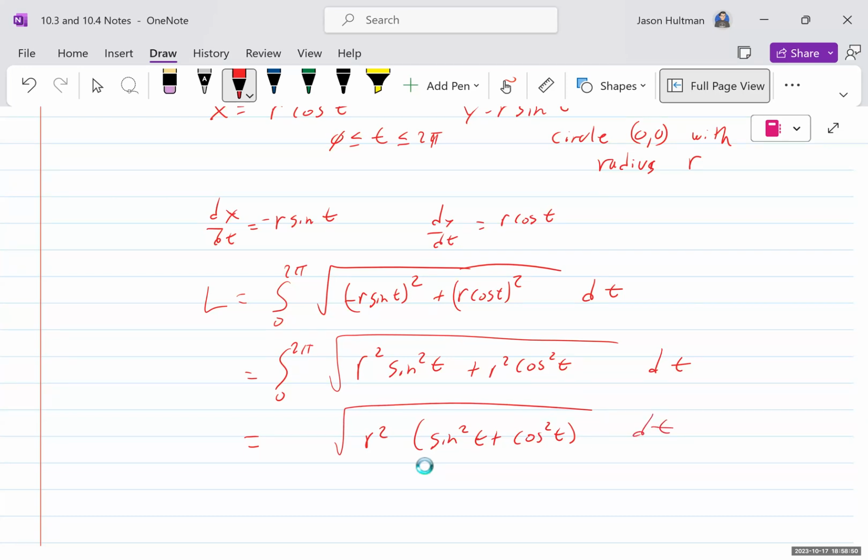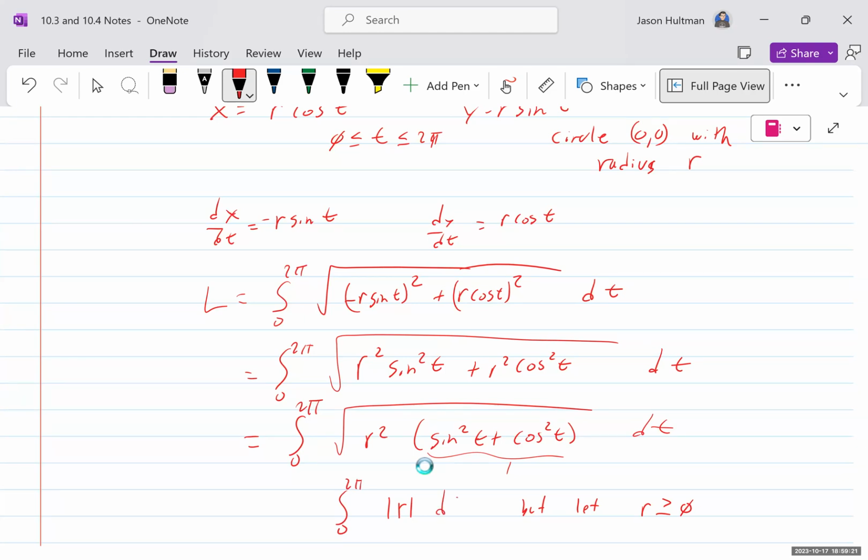0 to 2 pi. And so this becomes 1, that goes to 1. 1 times r squared is r squared. The square root of r squared is r. It's really the absolute value of r, but that's okay. We can restrict ourselves to positive r's. Let r be greater than or equal to 0. 0 to 2 pi.